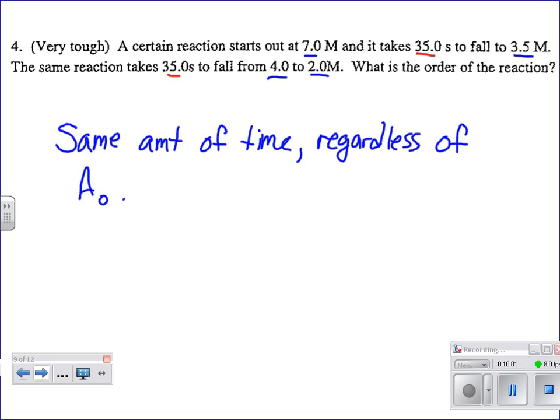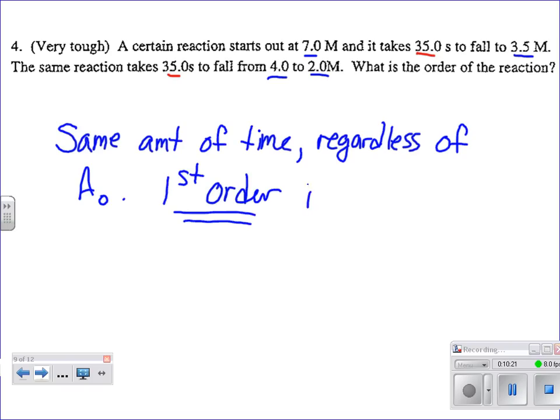Same amount of time for this half-life, regardless of the original concentration. Look back at your half-life equations. You've got three of them: zero, first, and second order. Which one of those gives that situation? And there's only one of them. You should see that the first order is the only one.